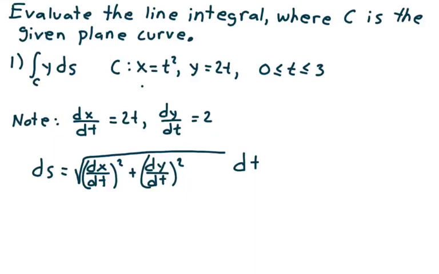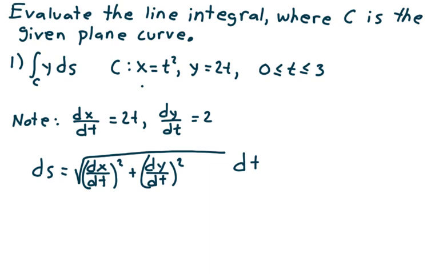The directions say to evaluate the line integral where C is the given plane curve. In example 1, we have the integral over C of y ds, and C is defined by the following parametric equations: x equals t squared, y equals 2t, where t is greater than or equal to 0 and less than or equal to 3. So we can note that dx/dt is equal to 2t, dy/dt is equal to 2.